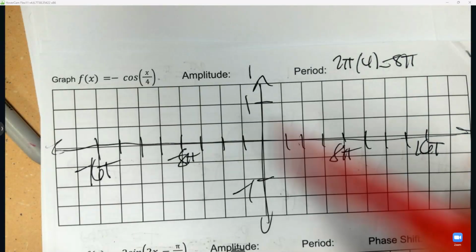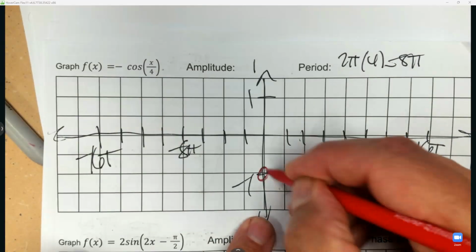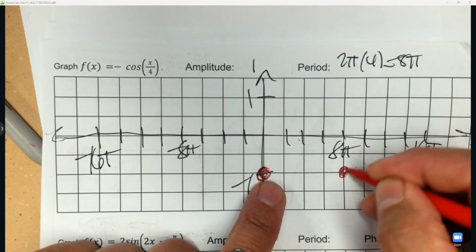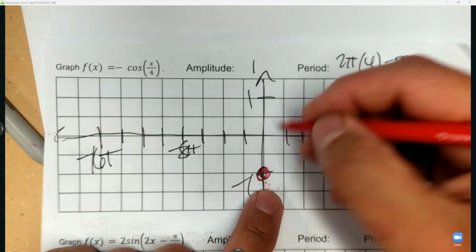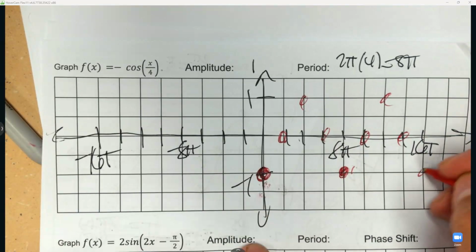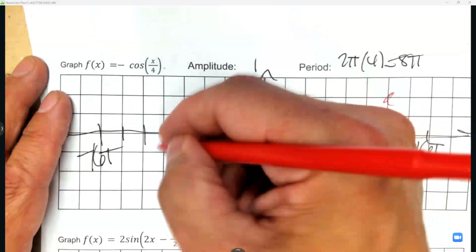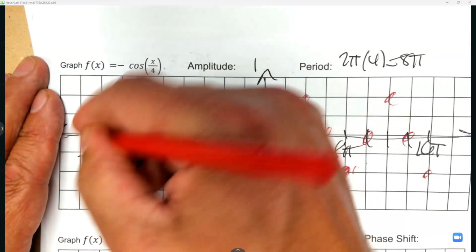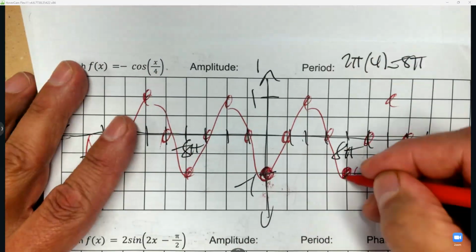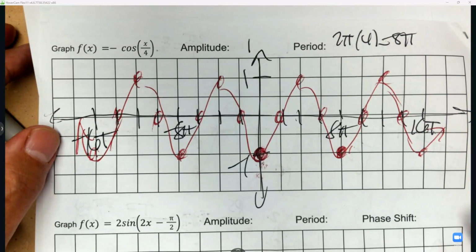There's no phase shift, so it starts right on the axes, and negative cosine starts at the bottom. So on the axes, we start at the bottom. At 8 pi, we'll be at the bottom. And we can follow the pattern. Middle, top, middle, bottom, middle, top, middle, bottom. And then keep that pattern going. And then connect the points and you have your wave. Anytime you need to look at a question a second time, just rewind and look at it a second time.